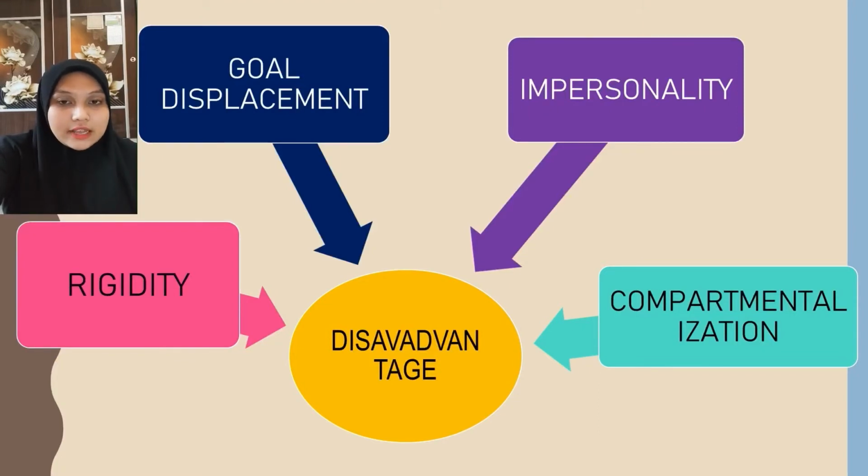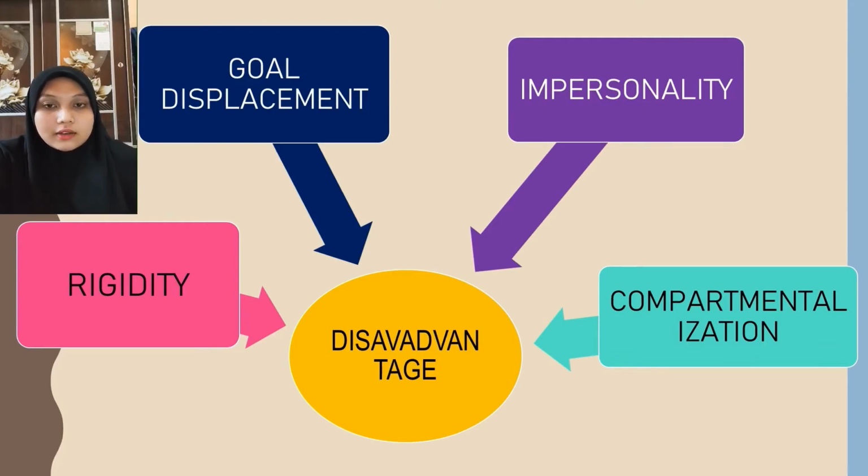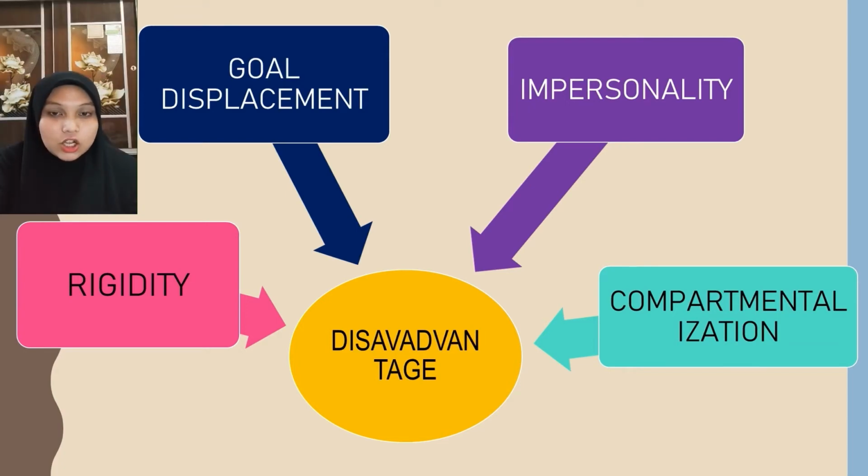Okay, next, the disadvantages. Firstly, rigidity. Rules and regulations in a bureaucracy are often rigid and inflexible. Next, goal displacement. Rules framed to achieve organizational goals at each level become an end in themselves. Next, impersonality. The organization's rules and regulations are given priority over individual needs and emotions. Lastly, compartmentalized activity. Jobs are put into categories, and we treat people as performing only tasks that they are capable of performing.